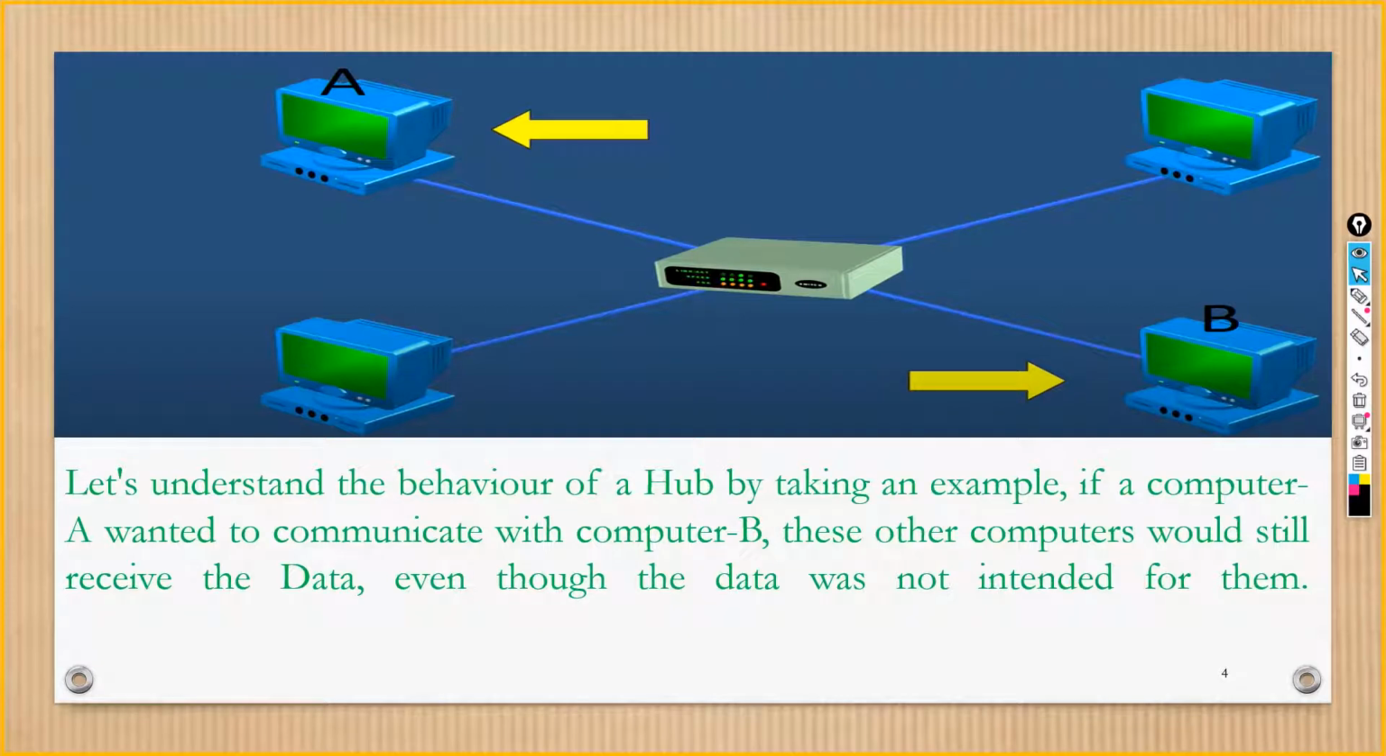So let's understand the behavior of a hub by taking an example. If computer A wanted to communicate with computer B, the other computers will still receive the data even though the data was not intended for them. So when this happens, it is not only creating security concerns, but it also creates unnecessary traffic on the network, which wastes bandwidth.